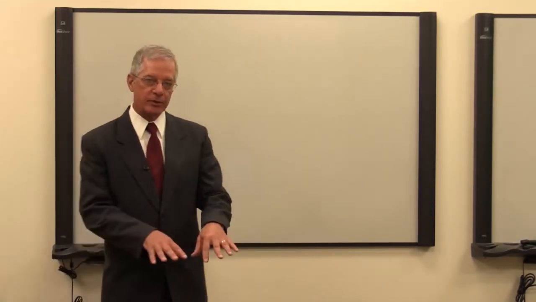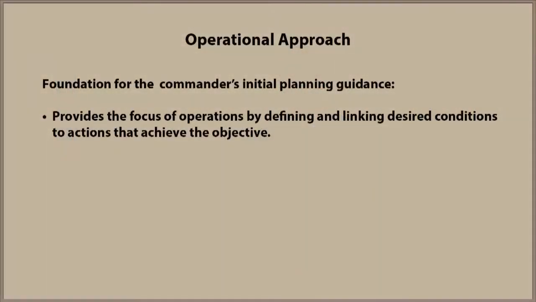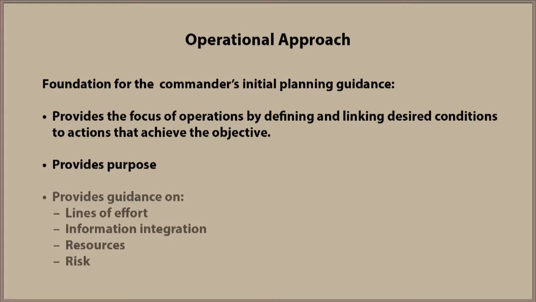The main output or result of operational design is the operational approach, which is the foundation of the commander's initial planning guidance and intent. The commander's guidance provides the focus of operations by defining and linking the desired conditions to potential combinations of actions that may achieve the objective. It provides the purpose of the operation. And lastly, it provides the staff broad guidance on specific areas that may include, but are not limited to, the lines of operation or effort, information integration, resources, and risk.